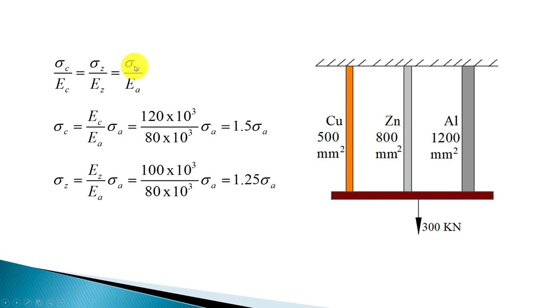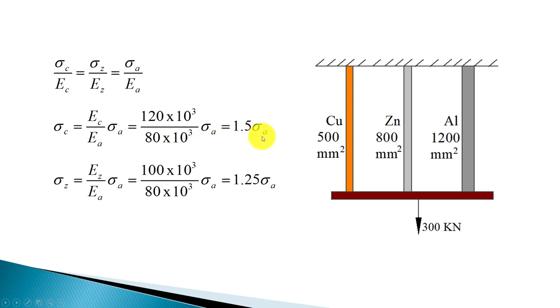So sigma C I should express in terms of sigma A. Even sigma Z I should express in terms of sigma A. So you can take the first and last term, and again to get the next relation, the second and last term. So sigma C is EC by EA into sigma A, and EC we know is 120 into 10 raised to 3 and EA is 80 into 10 raised to 3.